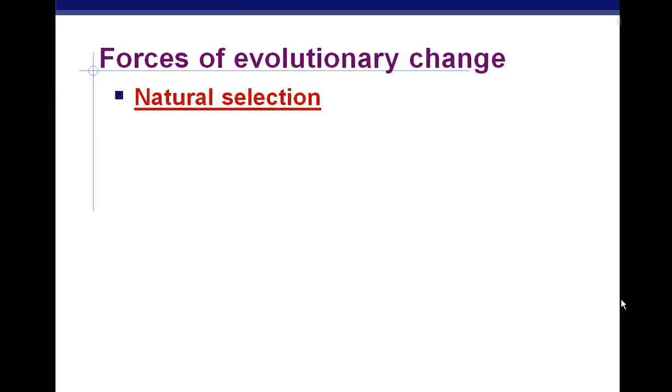The first force of evolutionary change is natural selection, which we've talked about a little bit already. The second one is genetic drift, which is a change to the genetics of a population over time as a result of random chance.